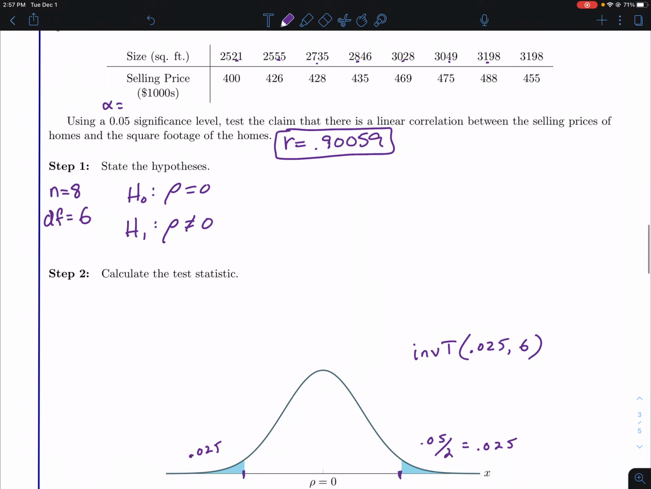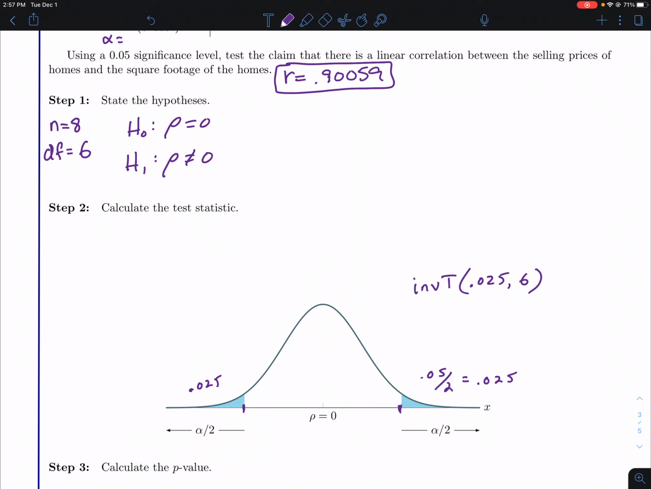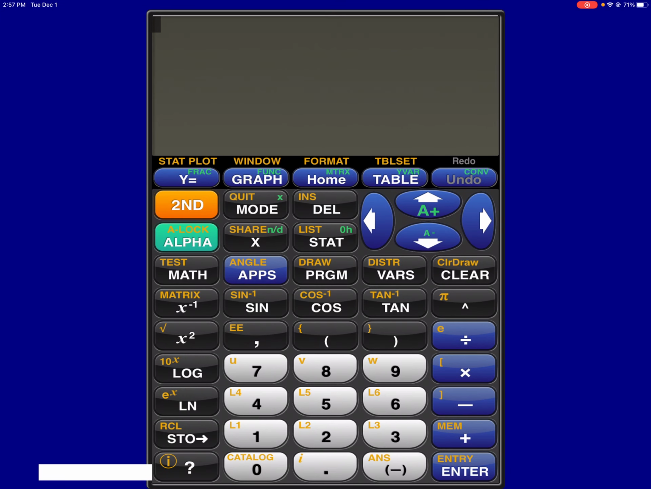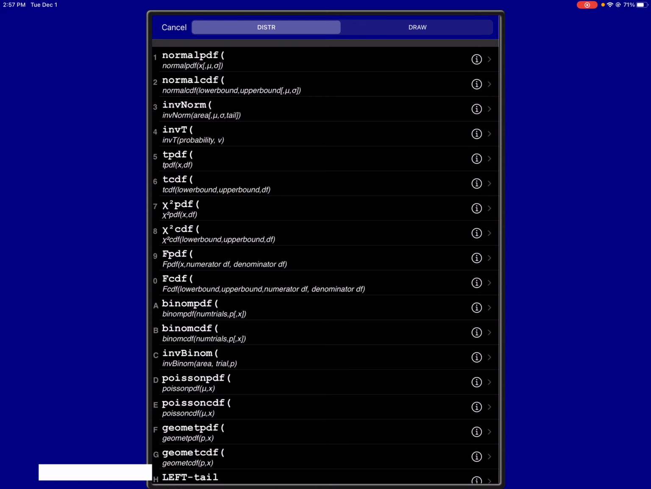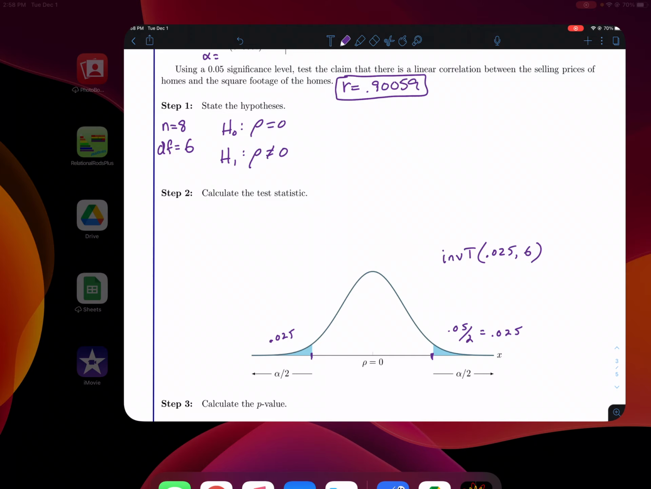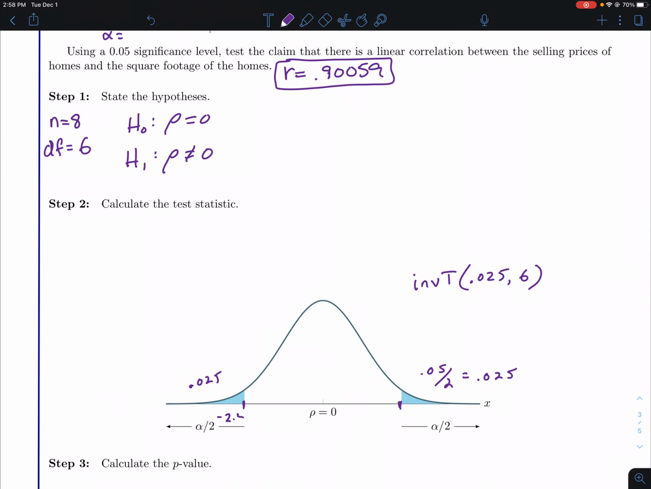Let's go ahead and find the inverse t first so we can figure out what these t values are associated with these alphas. So go to graph and calc. Second vars. Inverse t is number 4. 0.025, comma 6 for our degrees of freedom. It looks like in this case it's going to be negative 2.45 is our t value. And the upper is just the opposite, positive 2.45.